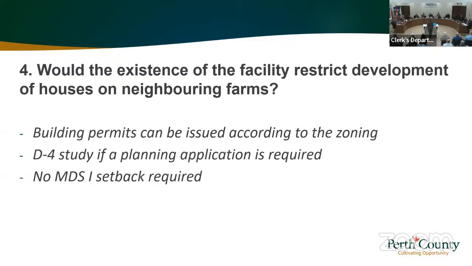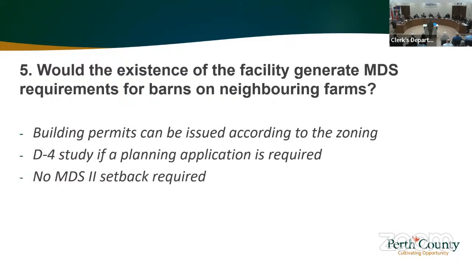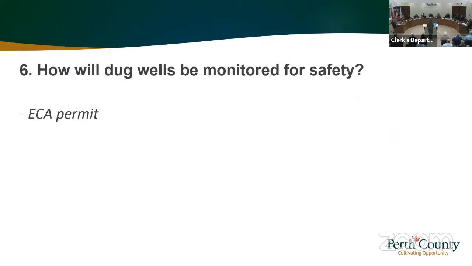And then the final question, I think, or maybe there's two more. Would the existence of the facility generate MDS requirements for barns on neighboring farms? There would be no MDS impact. And if there is no planning application required, then a building permit could be issued. If a planning application is required and the development is within 500 meters of the site, a D4 study would be required. And the final question is with regards to how dug wells are being monitored for safety. The response to this question is that's in the jurisdiction of the ECA permit. I'm not sure if there's another slide. Yeah, that's the end of the slides.